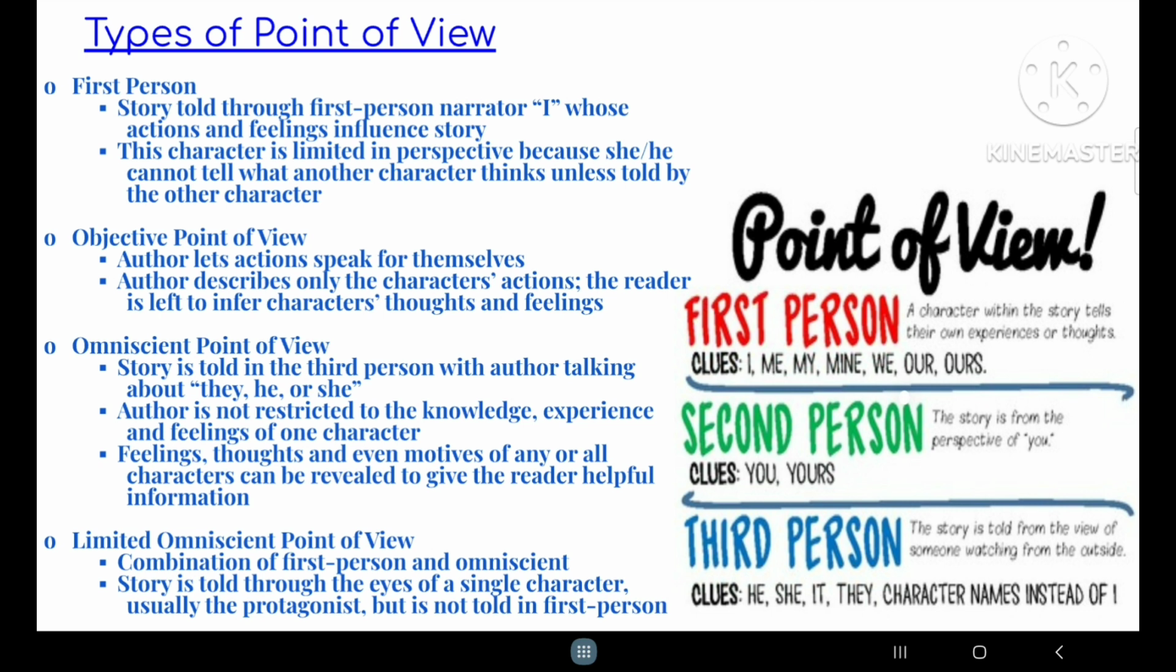The fourth type is limited omniscient point of view. It is a combination of the first person and omniscient. Story is told through the eyes of a single character, usually the protagonist, but is not told in first person.